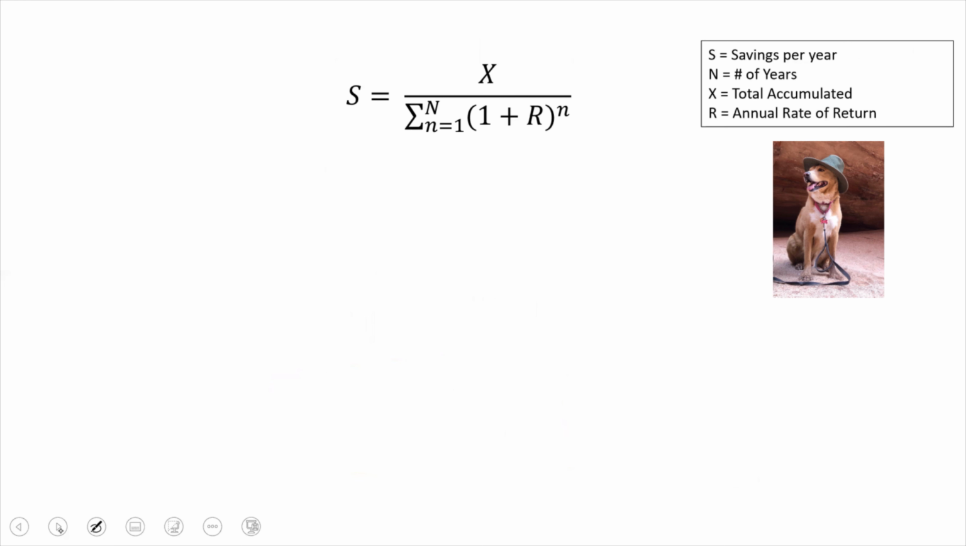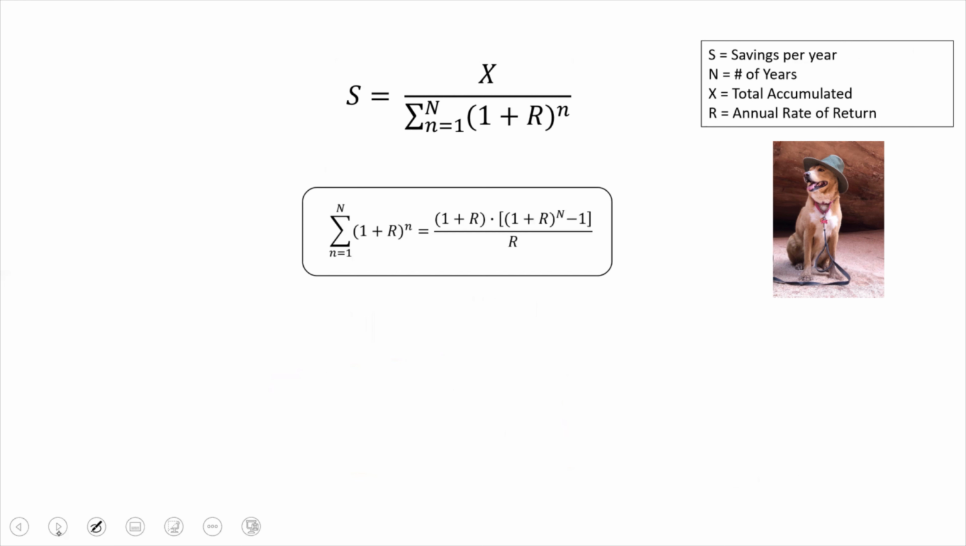So this is the same equation as we had before. And what we're going to do is use this other equation, which is for any sum of 1 plus r to the n, from n equals 1 to n, basically we can write it as this. This is, if you want to get technical, the equation for the partial sum of this. So the cool thing about the right-hand side of this equation is that if you use this, then you can actually plug in your numbers and back out what this S would be. So it makes it a lot easier to work with.